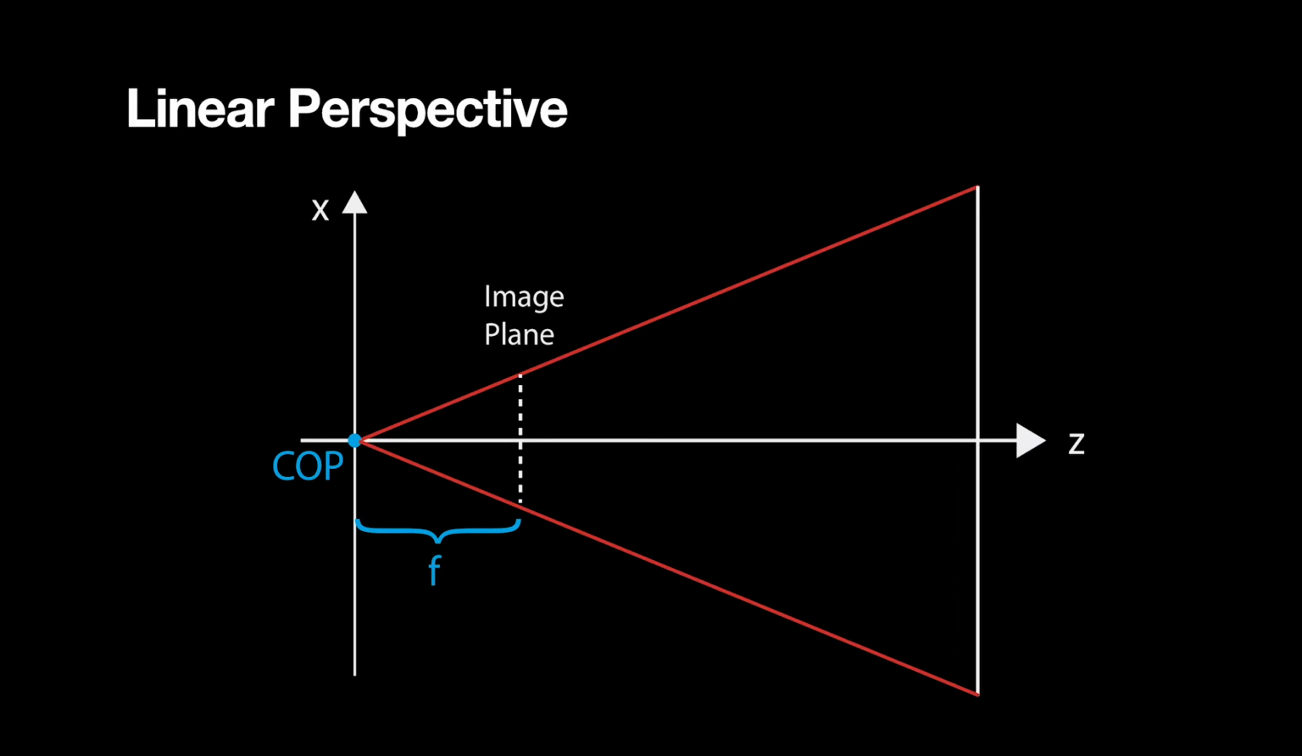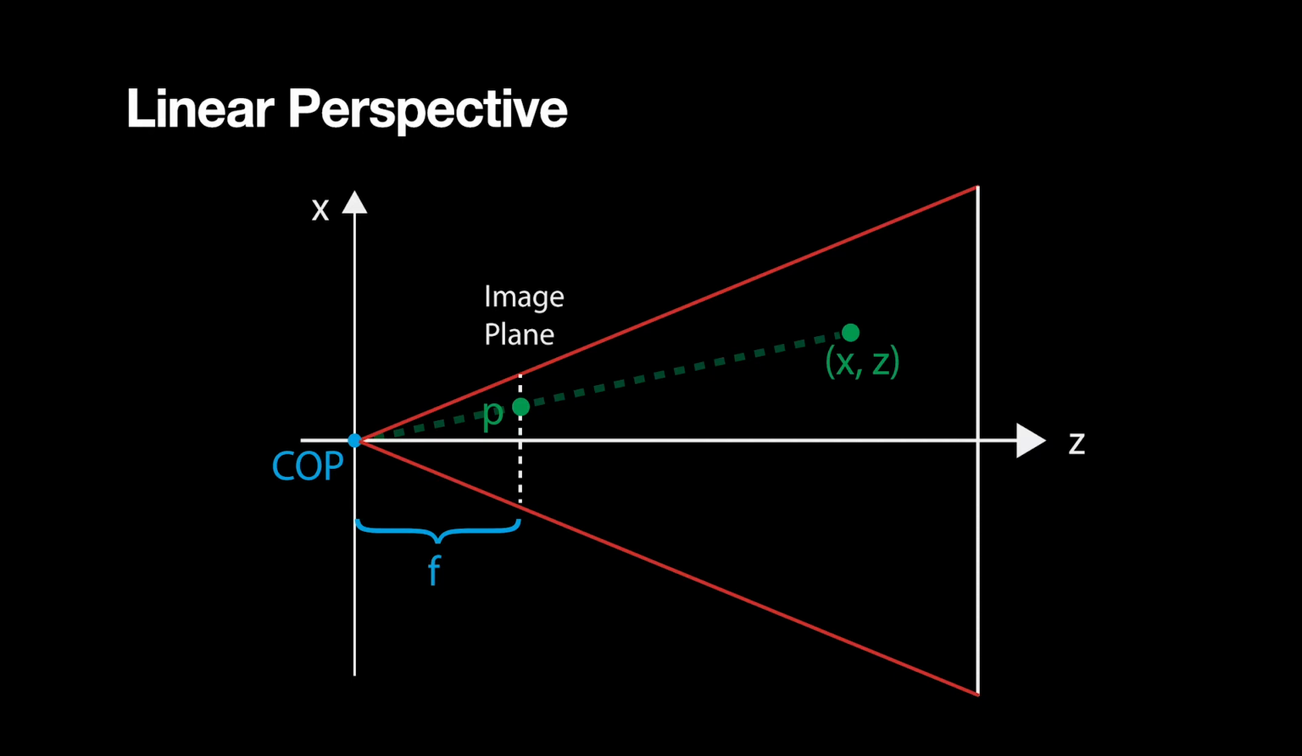Here's a quick recap of linear perspective. This is a top-down view of a camera frustum. Given a scene point in 3D space, we project it to the image plane by drawing a line from the scene point to the center of projection. Things outside of this boundary, such as the yellow dot, are not visible to the camera, but things within the boundary, such as the green dot, are visible.